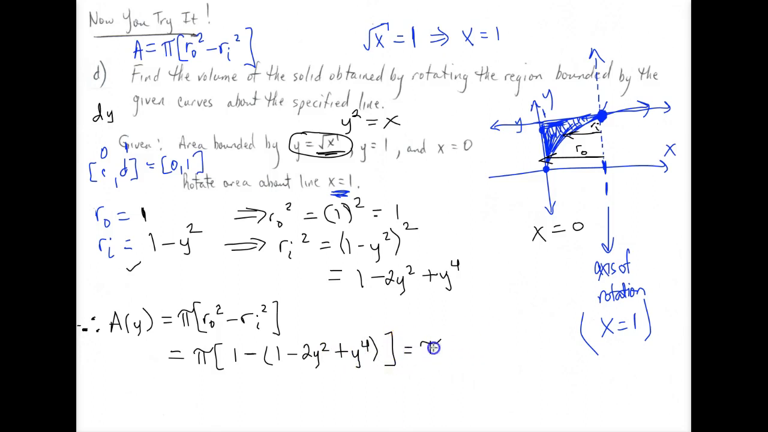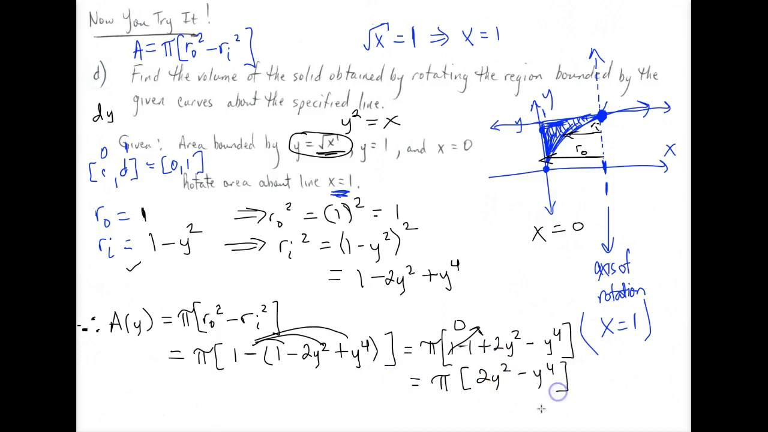And this will come out to be a 1 minus 1. Of course, we'll now distribute negative to all three terms there. 1 minus 1 plus y to the fourth, plus 2y squared minus y to the fourth. And then, of course, the 1 minus 1 here, that part cancels to 0. And all we have left is pi times 2y squared minus y to the fourth. Okay.